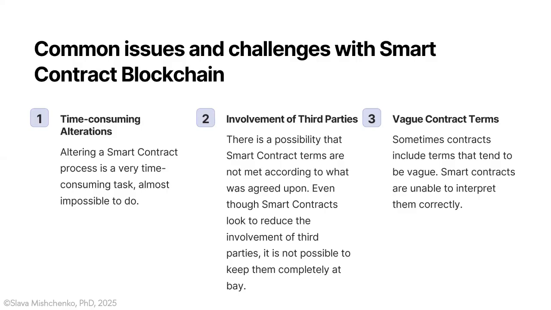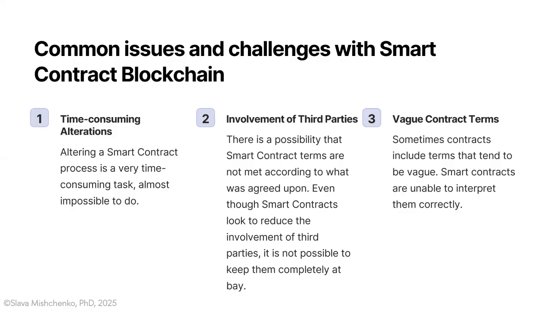And there are situations where contract terms aren't met as agreed, and we need external verification and arbitration. For example, I've seen that happen in several real-world implementations. And finally, there is an issue of vague contract terms.